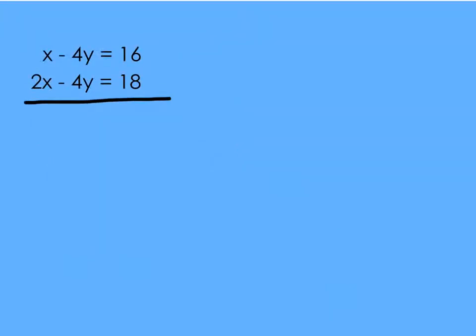Looking at this next equation, I see that my y's match. That means I need to use subtraction to cancel. 1 minus 2 will give me negative x. My y's will cancel. And 16 minus 18 will give me negative 2. I can flip both signs and figure out x is equal to 2.